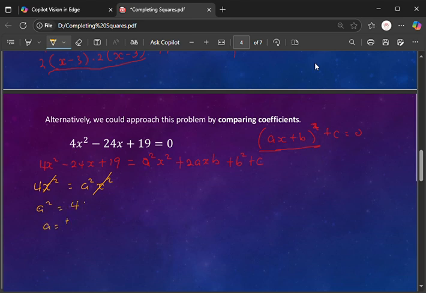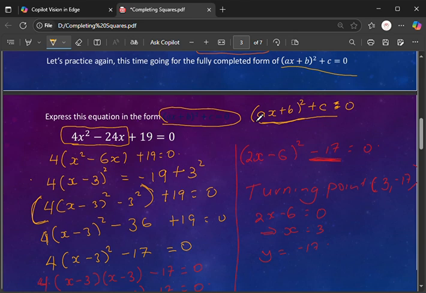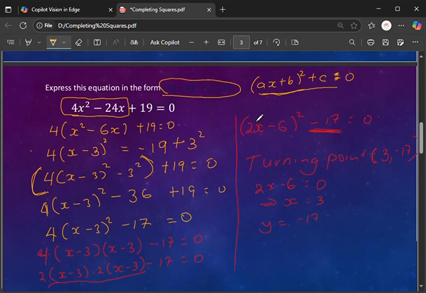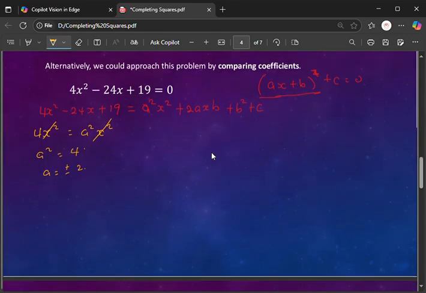Remember, they can tell you to find a, find b, find c, find the value of a, find the value of b, find the value of c. So in case they ask you to find the value of a, b, c, just use comparing coefficients. In case they ask you to find the turning point, you use the working I've done in this one that I'm showing you. This is mainly for turning points in such a question. And then this, you're finding the values of the coefficients. So let's go to the second one.